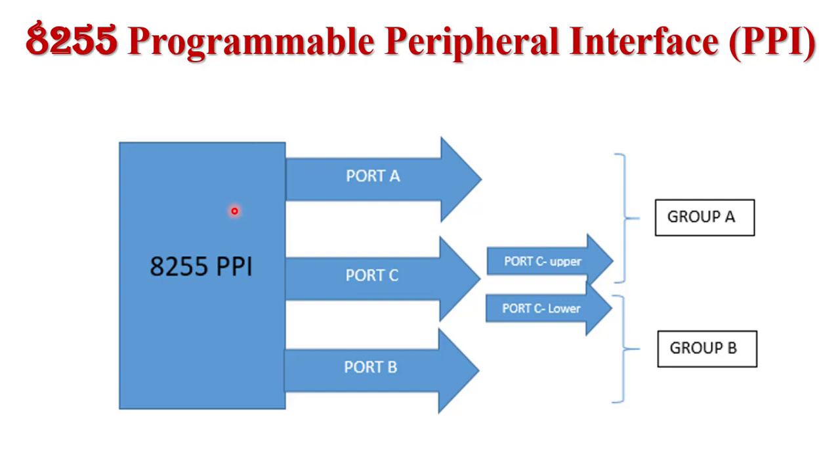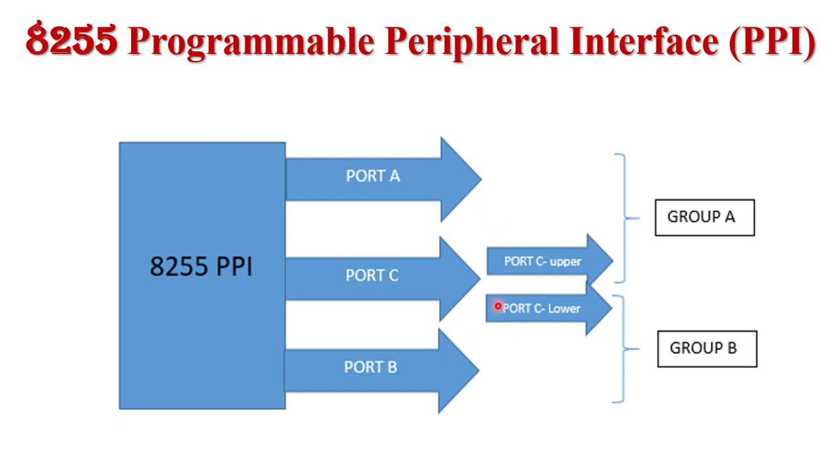8255 has 24 bidirectional input-output lines. These 24 lines are divided into 3 ports: port A, port B and port C. Each port has 8 bits. Port C is further divided into 2 parts, port C lower and port C upper. Port C lower has 4 bits and port C upper also has 4 bits.